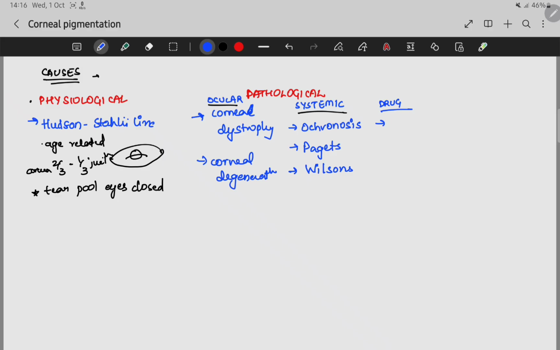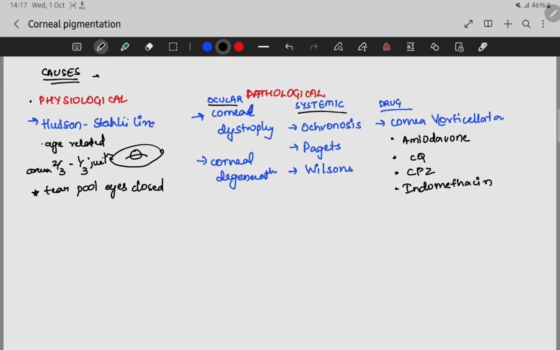And there are some drug related causes. It is called cornea verticillata. So it is a whorl shaped deposition which is seen in the cornea. So that's why it is called verticillata. Verticillata for whorl, we can remember it like this. So the causes include amiodarone, chloroquine, which is an antimalarial, chlorpromazine, a tranquilizer, and indomethacin, which is a painkiller or NSAID. So these are the causes of cornea verticillata.